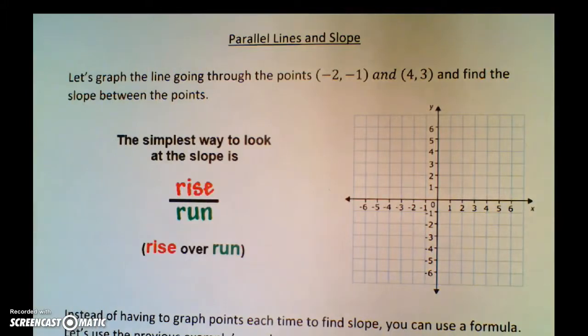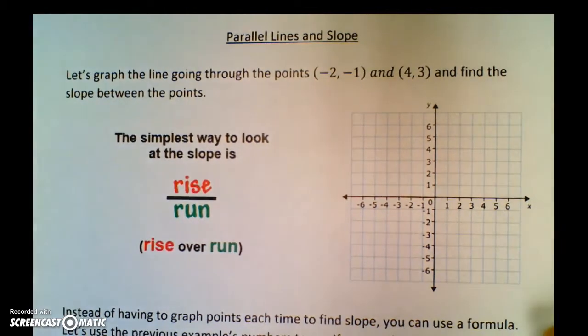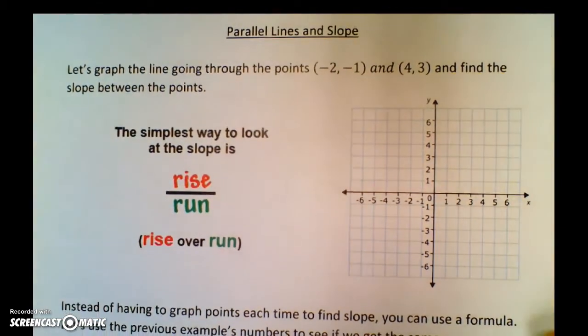Alright, today we're going to look at using slope to prove if lines are parallel or not. So we know that if two lines are parallel, they have the same slope. And we know if two lines have slopes that are opposite reciprocals of each other, then they're perpendicular. So we're going to now work on calculating using slope. So let's review slope really quickly, just to make sure we still remember it from last year.